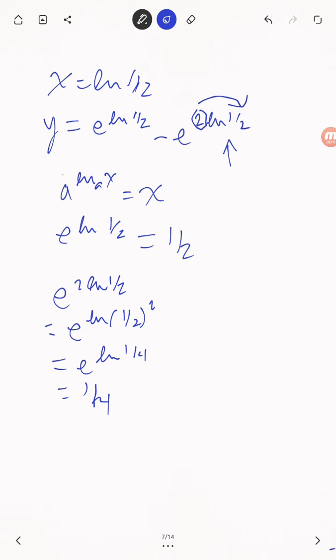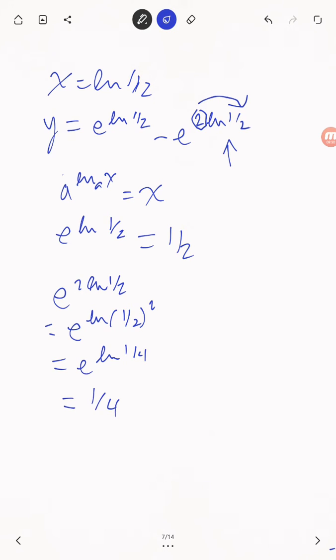Now, you could have also gotten that answer with your calculator if you just put in e to the 2 ln 1/2. It'll probably give you 0.25, but obviously you should recognize that that's the same as 1/4.